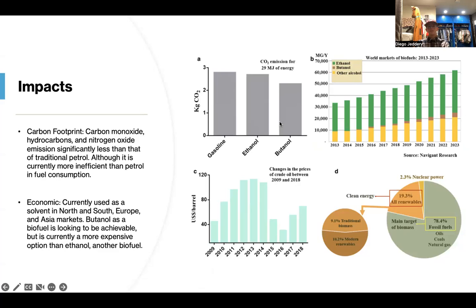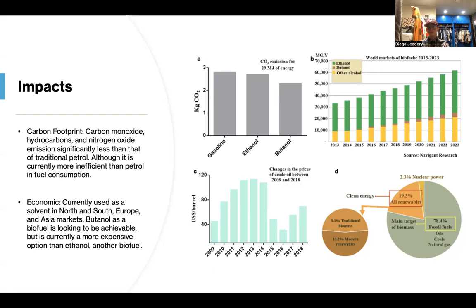Now, the impacts of it, well, for the carbon footprint, butanol actually produces less CO2, hydrocarbons, and nitrogen oxide than that of traditional petrol, which is gasoline, and ethanol. Although it is less efficient than petrol in fuel consumption, I believe that its decrease in emissions proves that it is viable in that aspect. Economically, like I said before, it's used as a solvent and as a chemical intermediate for plastics and various other products in markets around the world, such as the North and South American markets, Europe, and Asian markets.